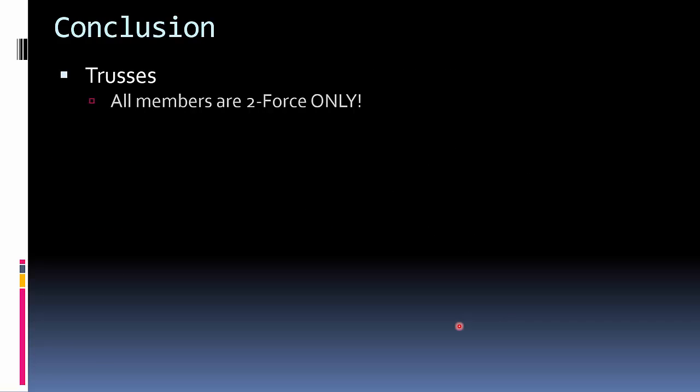Trusses. Let's talk about trusses. All members are two-force only. If you have anything that is not a two-force member, it is not a truss. Okay, it might look like a truss, but it is not a truss if it has any member that is more than a two-force member. No members are continuous through a joint. Okay, so everything goes from one to the other. Otherwise, you'd have to deal with moments, and that's not appropriate for trusses.